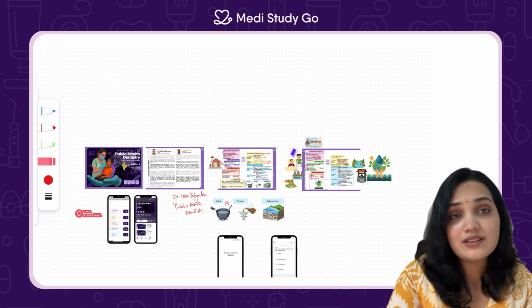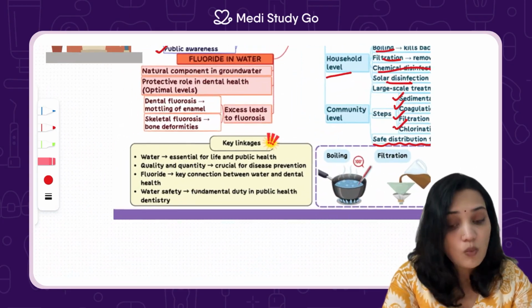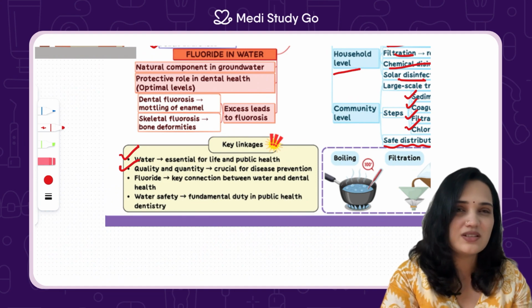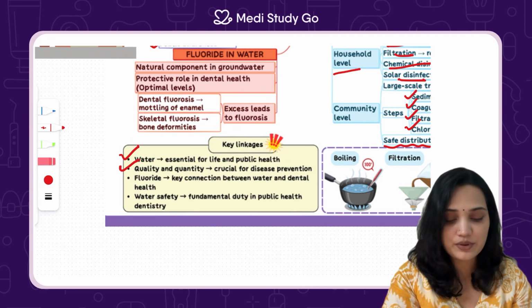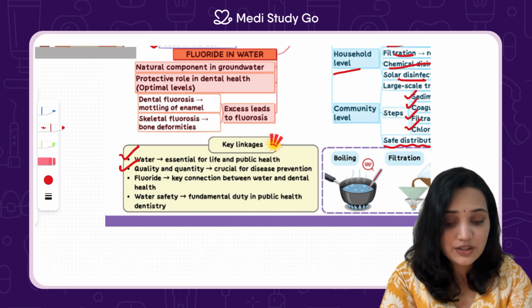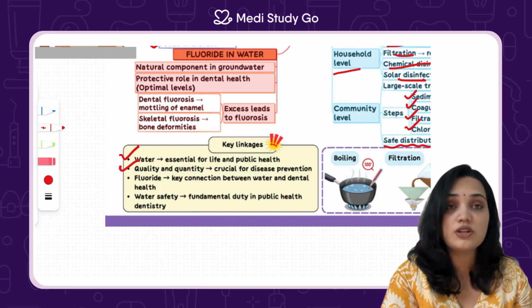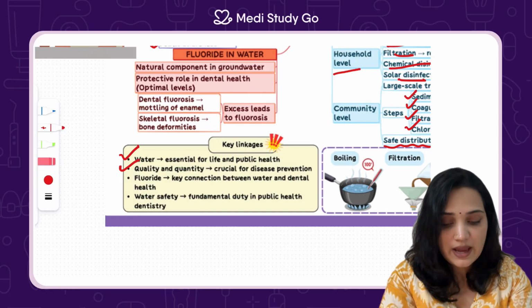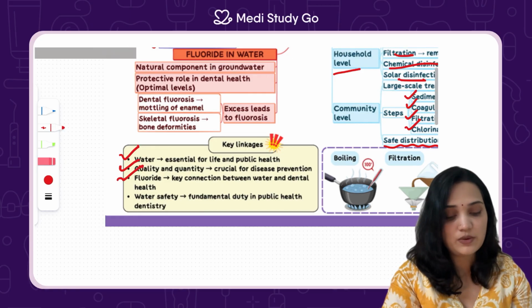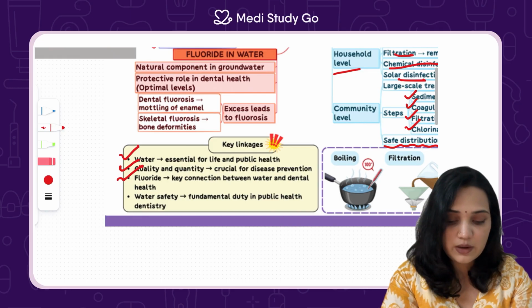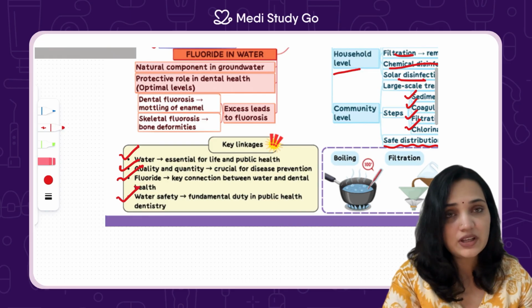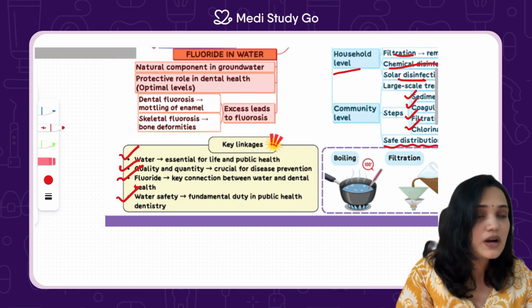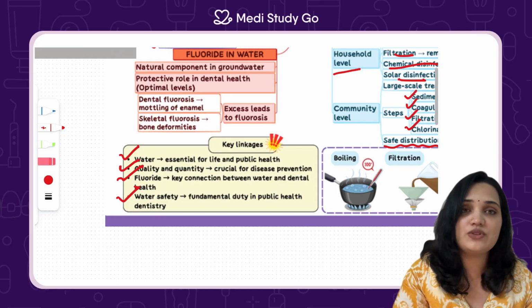Now, what are the key linkages? See this. Water is essential for life and public health. We have understood this. This is like a small little recap. So the quality and quantity of water is also important. It's crucial because it helps us prevent disease. And fluoride is the key connection between water and dental health. And water safety is a fundamental duty of any public health person or any dentist, for that matter.